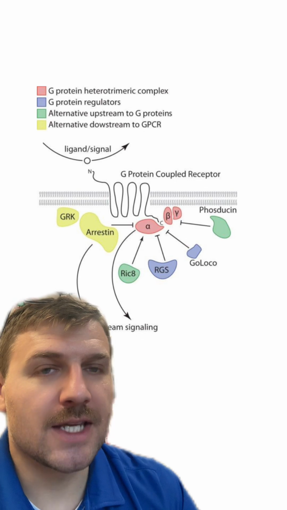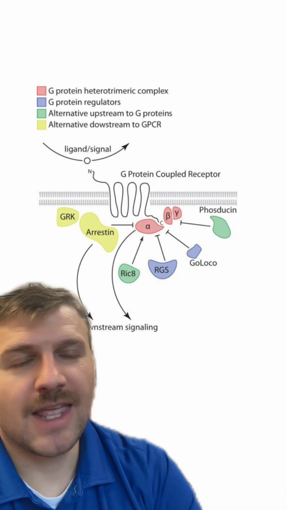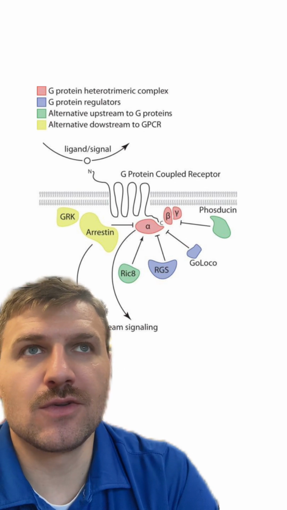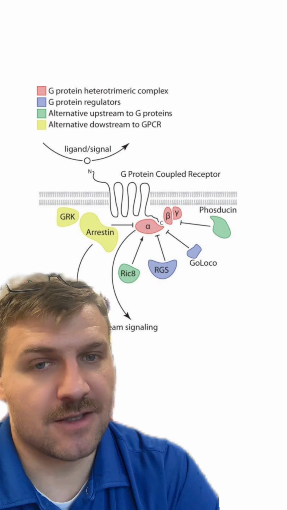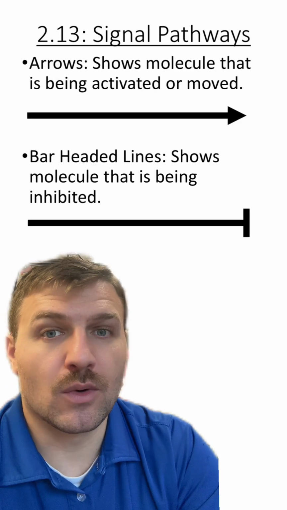Now, you also might see in a signal transduction pathway a diagram that kind of looks like this. And there is no universal way of making these diagrams, but there are two things that I want my students to know when looking at these diagrams. The first is an arrow. This usually shows a molecule being moved or activated.